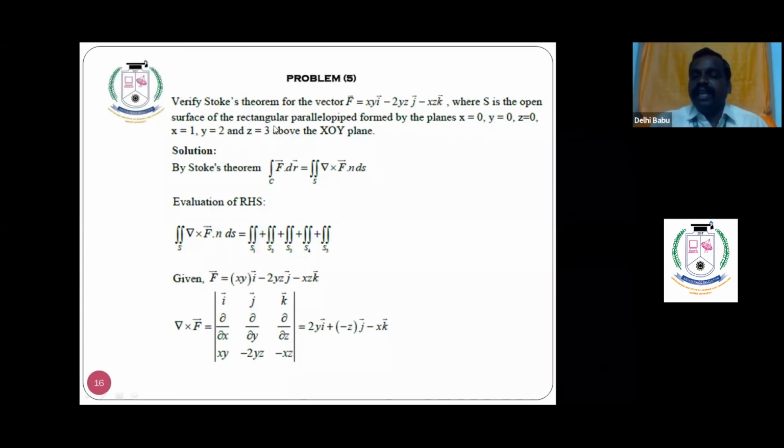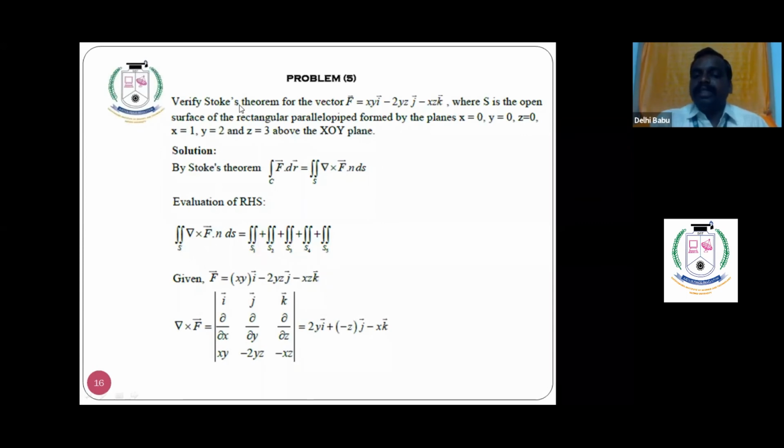The main difference is, in the previous problem they used the entire rectangular parallelepiped. But in this problem they clearly mentioned the open surface of the rectangular parallelepiped. So open surface of the rectangular parallelepiped means we have 6 surfaces. Among these, the top one is open. That means we will consider only 5 surfaces. The top one is open, hence we will not consider this 6th surface. So S1, S2, S3, S4, S5 only.